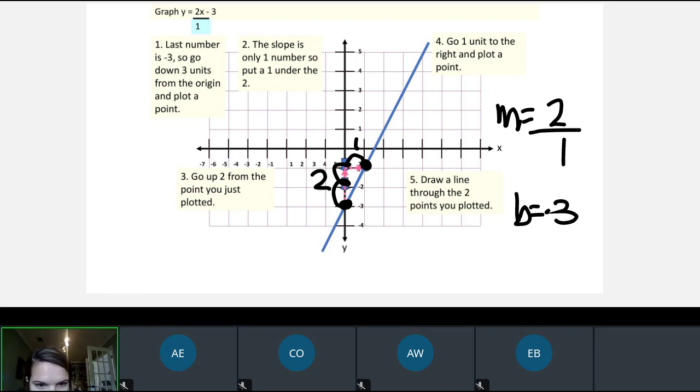All right, Isaiah. Isaiah, can you tell me what is your slope? Go ahead and write it in. And then what is your y-intercept?